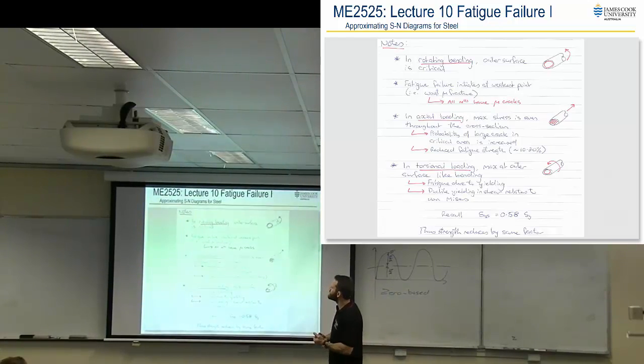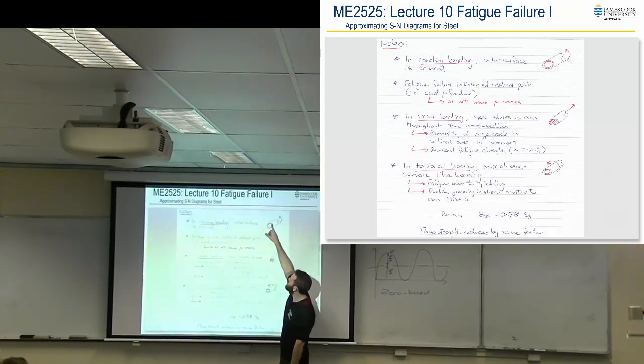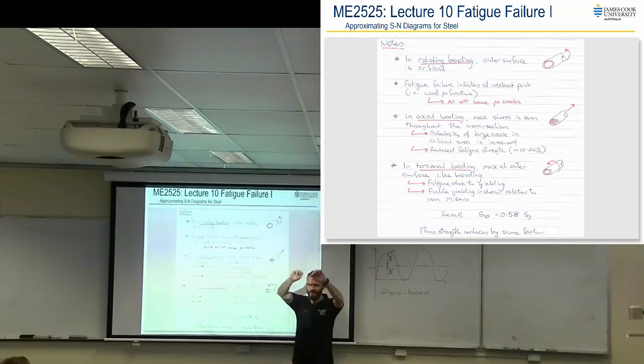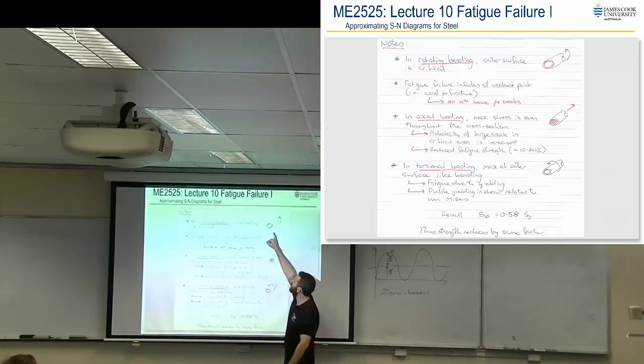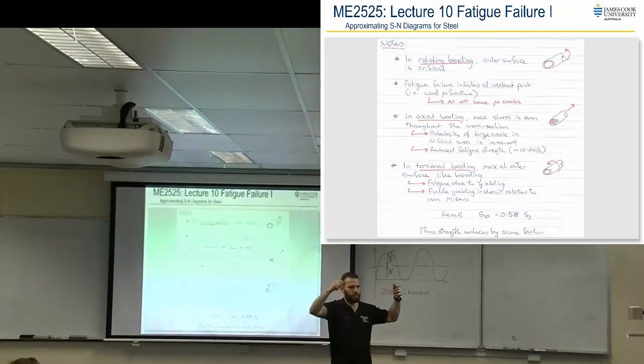So I've got some examples here. So in rotating bending, our critical zone is around the outside edge, right? That's where we're going to fail. So if that thing's rotating around, the maximum stress happens at the outside where R is the greatest, remembering MC, where C is the greatest, MC over I. So it happens at the outside, so that's the maximum. So we've got some sort of an area just on the outside edge where that stress is maximum.